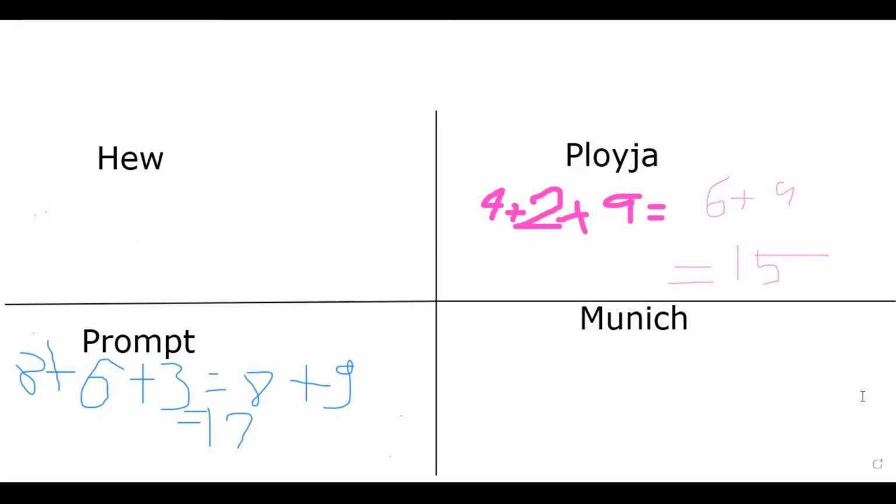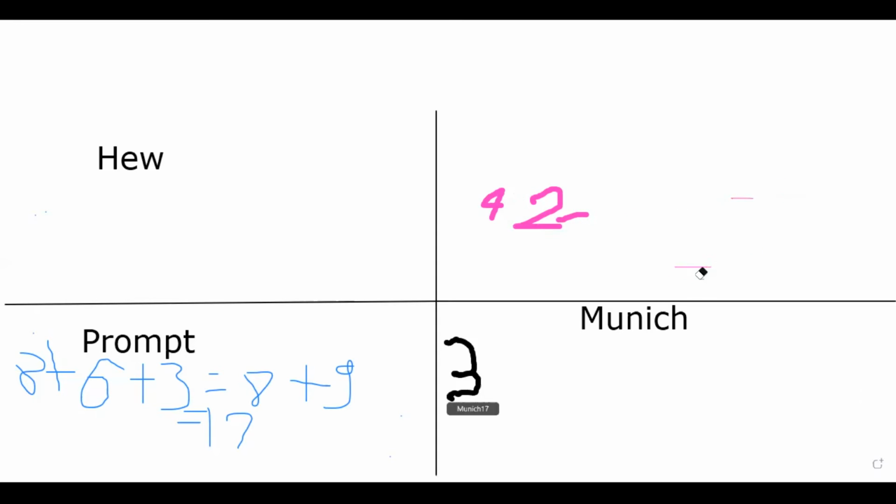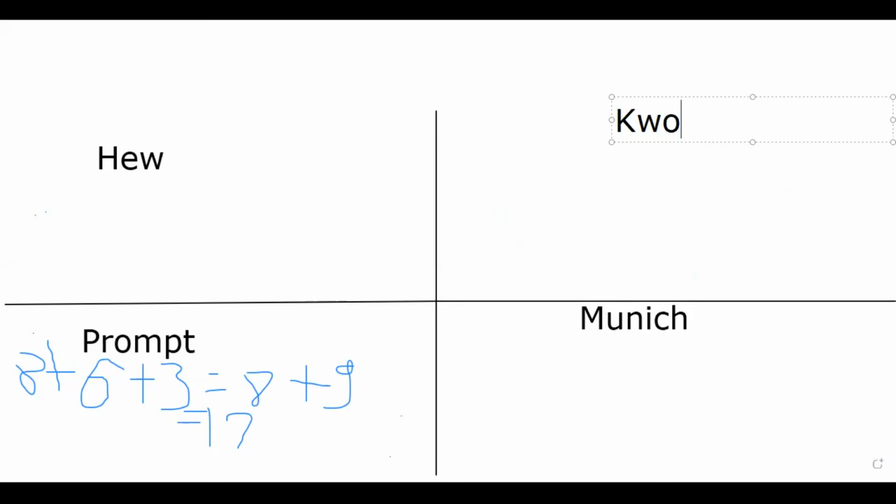Okay, then I will erase the work of Ploija. It's okay. Thank you so much, Ploija. And then I will have one more student for number 6. May I see who's raising the hand? Kong Kwan. Okay, Kong Kwan. You have to raise your hand because I am following the participants list. Sorry. Kong Kwan is number 6.